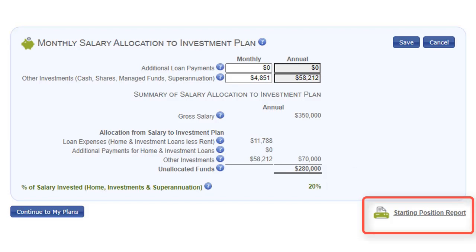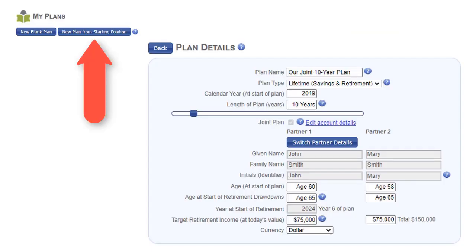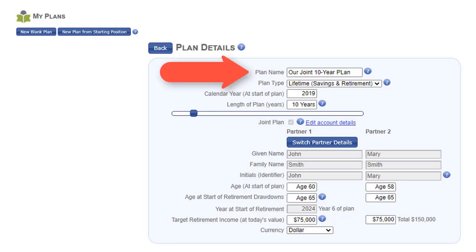You could generate a report showing your current financial situation. Note how the ownership of the accounts is allocated. Now the plan is created by importing the starting position information. In the plan details, the plan name must be entered and the plan type.